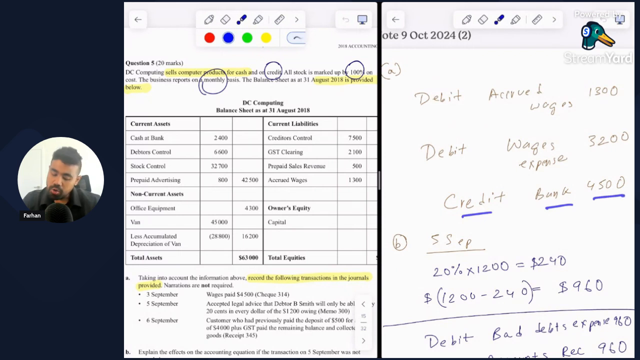All right? Okay. So let's move to the second transaction that we've got on the 5th of September. So on the 5th of September, we accepted legal advice that debtor B.